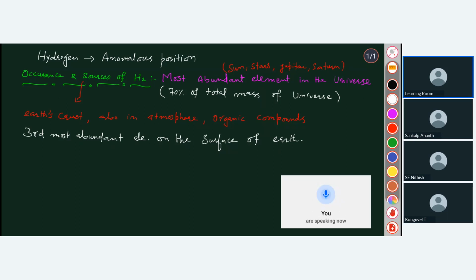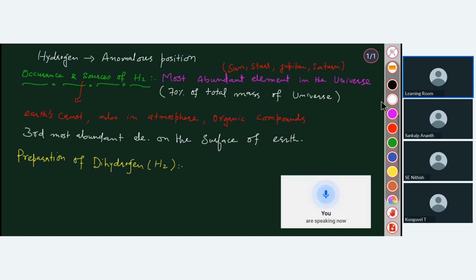Then let's come to the next topic. I hope that we have discussed the isotopes of hydrogen. I hope you already remember those: protium, deuterium, tritium. Let's write here the preparation of dihydrogen. I have told you that you can just call it hydrogen, but it actually exists as a diatomic molecule. The atomicity is 2, so that's why it's known as dihydrogen.